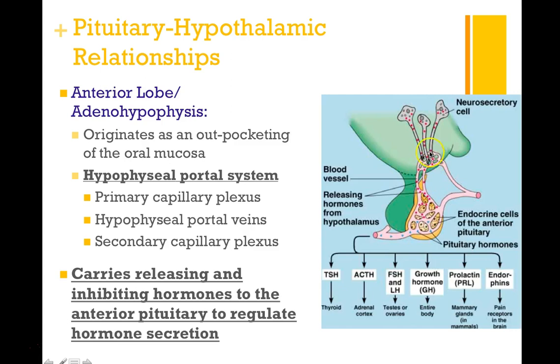So you will see that it will have a primary capillary plexus, then we have hypophyseal portal veins that bring it to a secondary capillary plexus that will then move all of the hormones that we need in here for it to travel out of the vein and to its target tissue. It is going to have releasing and inhibiting hormones traveling from the hypothalamus over to the anterior pituitary gland in order to regulate this hormone secretion.